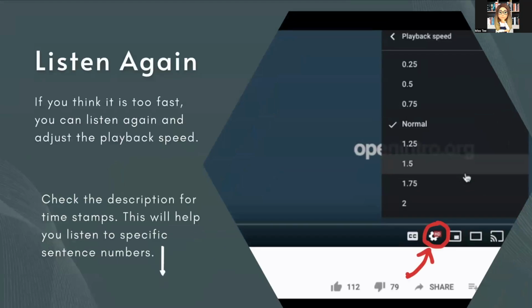Now we are going to listen again if you need to. Well, we won't do it together, but you should do it if you found that it was too fast or hard to catch. And when you listen again, you are going to go into the settings of the video and adjust the playback speed to make it go slower. If you think that you need to listen to specific sentences again, just go into the description and find the timestamps.